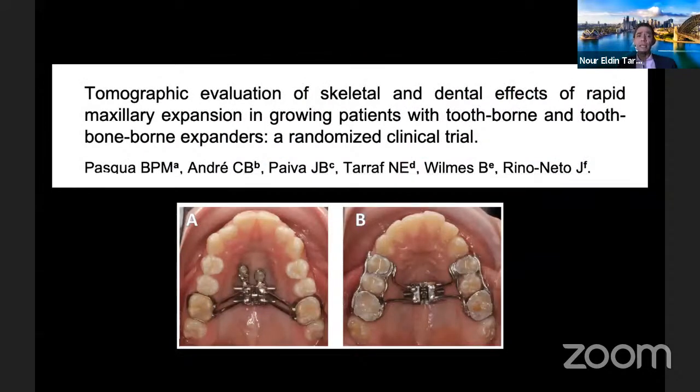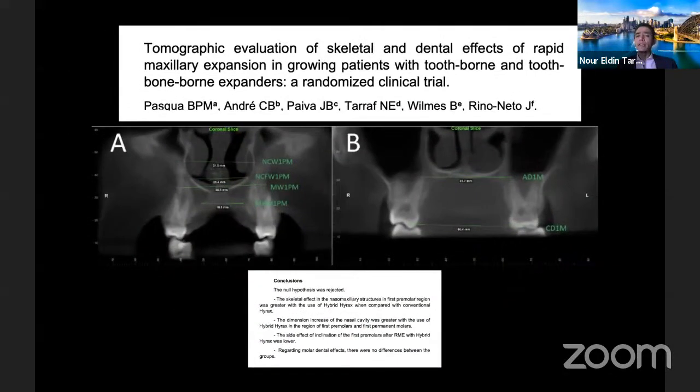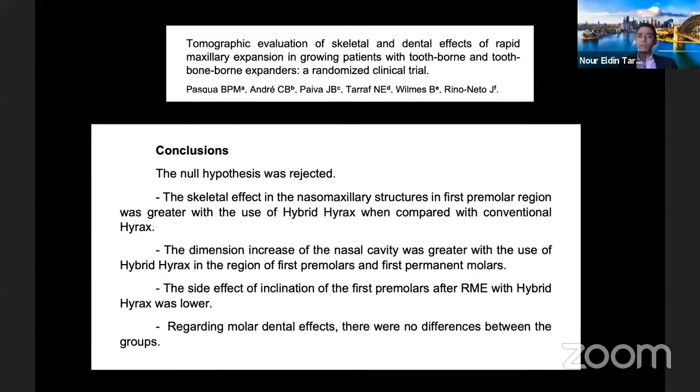Our friends in Brazil here just recently completed a randomized clinical trial just looking at that. And again, looking at the skeletal measurements alone, it was very clear that when we look at the nose, the skeletal effect in the nasomaxillary structures, especially around the nasal cavity, was greater when we're using the hybrid Hyrax as opposed to the tooth-borne appliance.